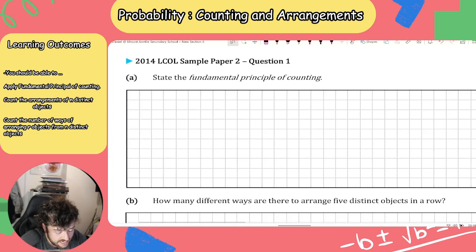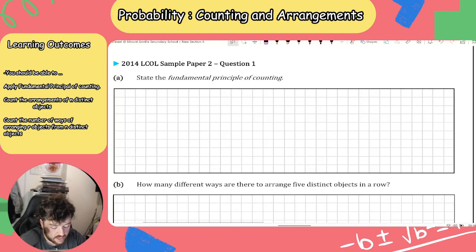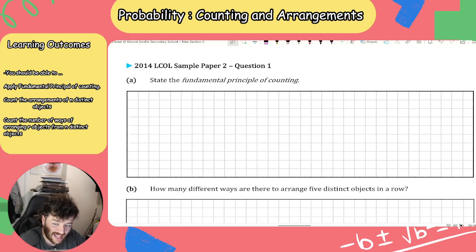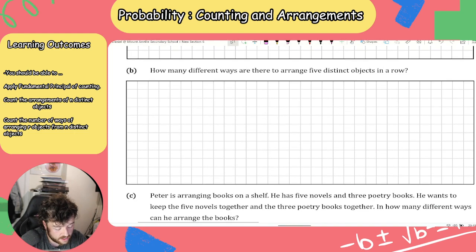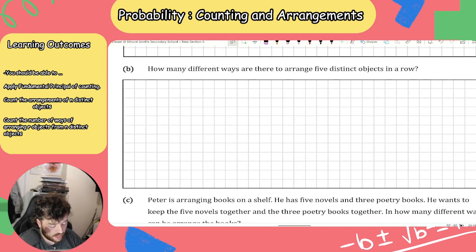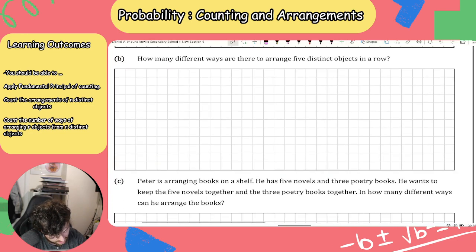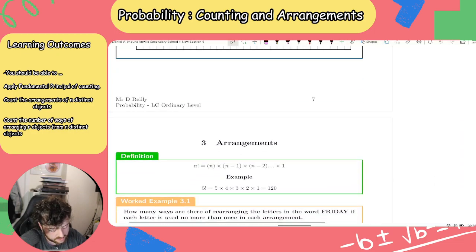So, state the fundamental principle of counting. Again, 2014 paper 2. They asked us to state the fundamental principle of counting. Again, that's just my definition up at the top of the video. So when I have M possible outcomes and N possible outcomes for another object, together I have M times N. So how many ways are there to arrange 5 distinct objects in a row? This is something to do with arrangements, which I'm going to cover in one moment. Actually, I'm going to skip this one because that is arrangements, and we're going right into arrangements now.